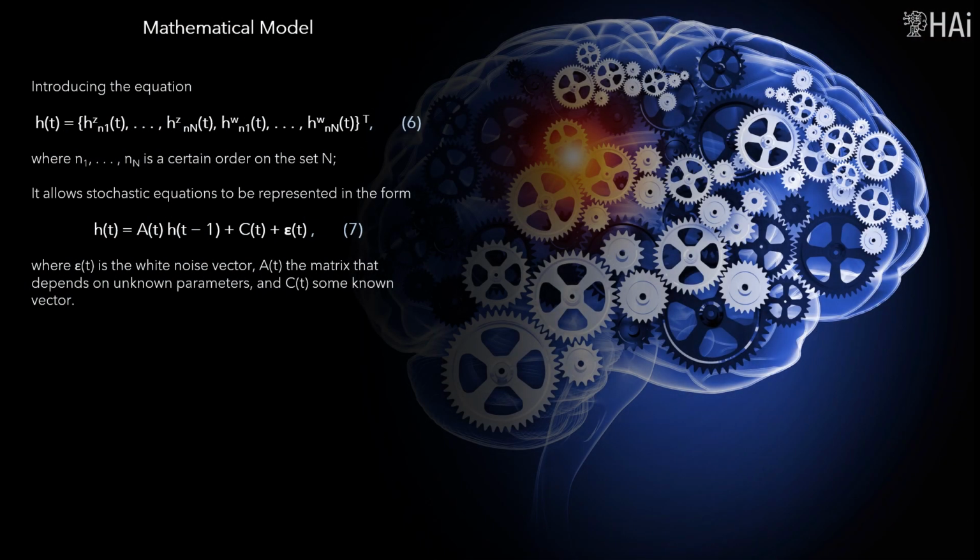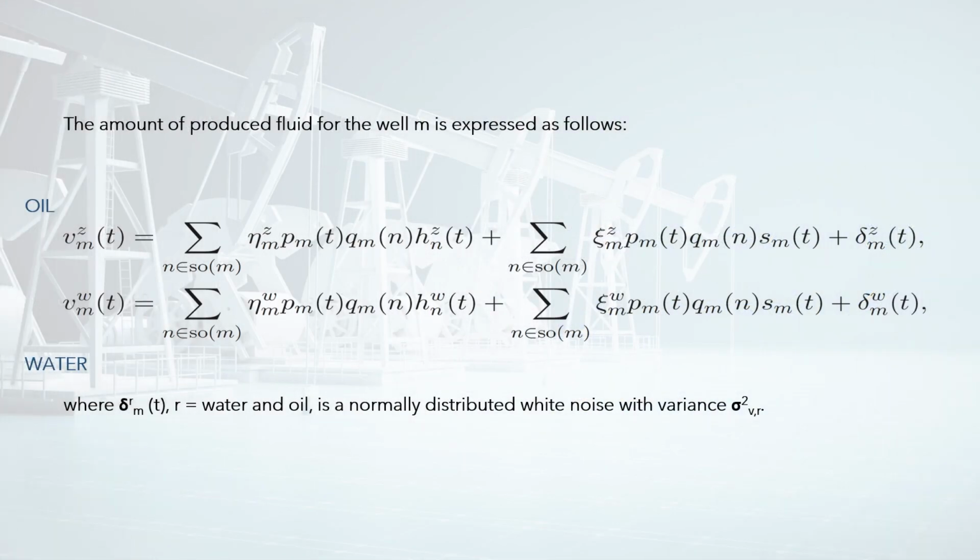Introducing the equation 6. Where N1, Nn is a certain order on the set N, it allows stochastic equations to be represented by the equation 7. Where epsilon t is the white noise vector, a t the matrix that depends on unknown parameters, and ct some known vector. Thus, the produced fluid for the well M is expressed as follows.